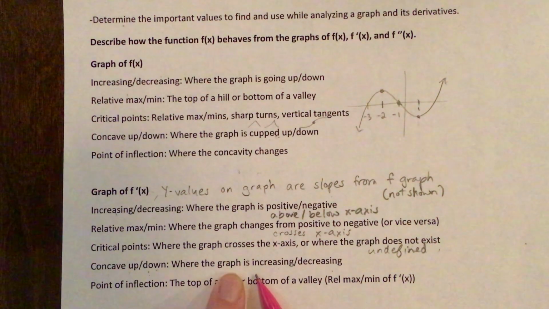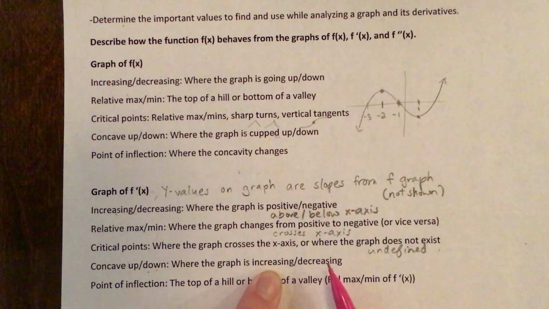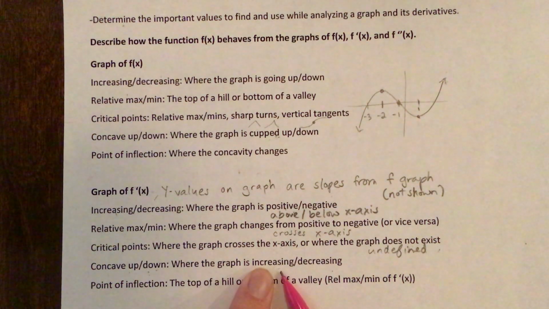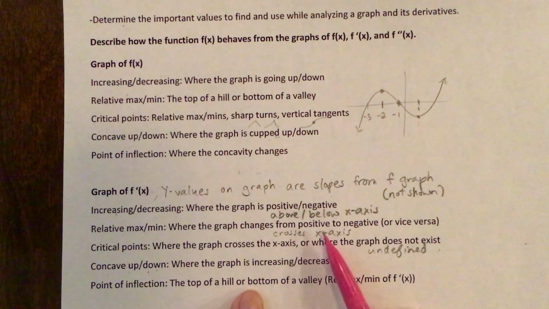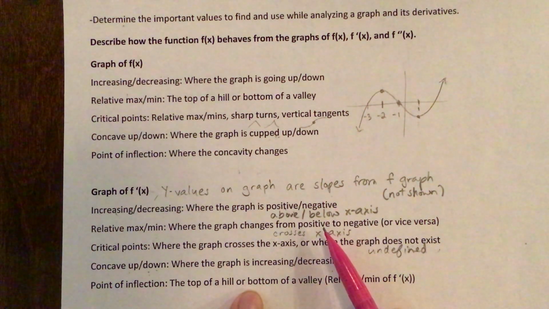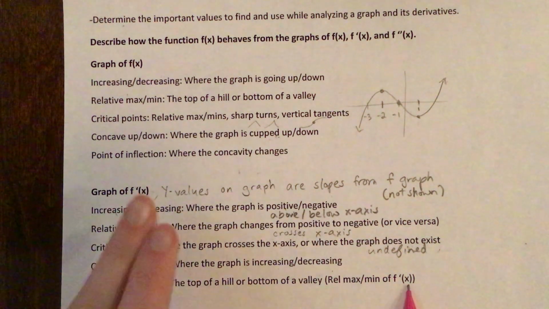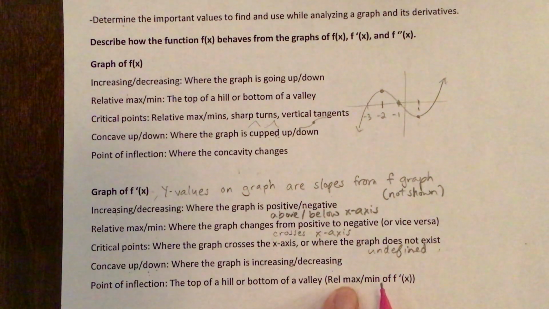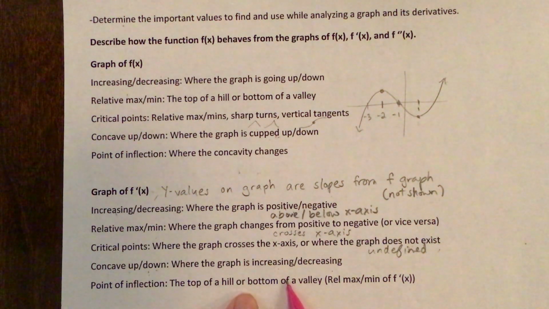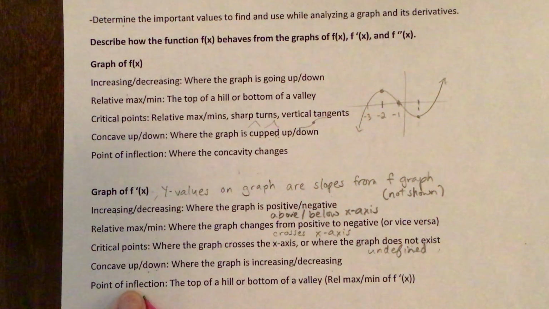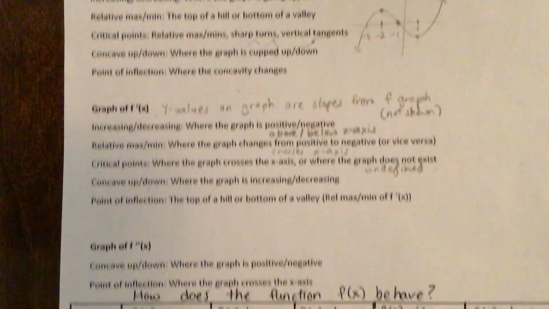So where does the graph of f prime of x switch from increasing to decreasing or decreasing to increasing? Well, increasing to decreasing changes at maxes, and decreasing to increasing changes at minimums. So we're looking for a relative max or a relative min of f prime of x. So looking at the graph of f prime that you're given, where are the maxes and mins? That's where f prime switches from increasing to decreasing, which means that f of x would have a point of inflection.